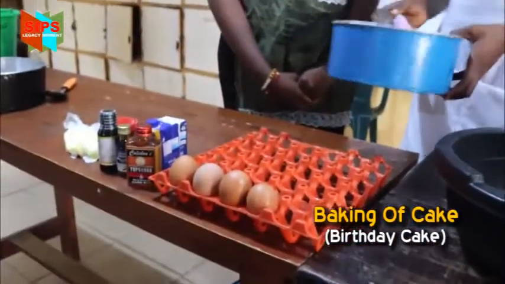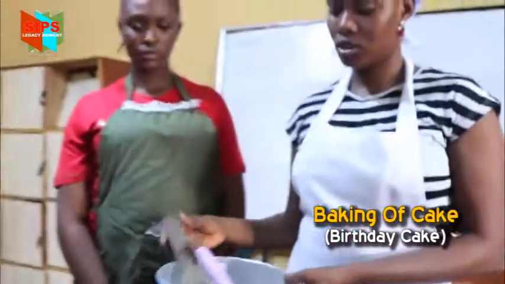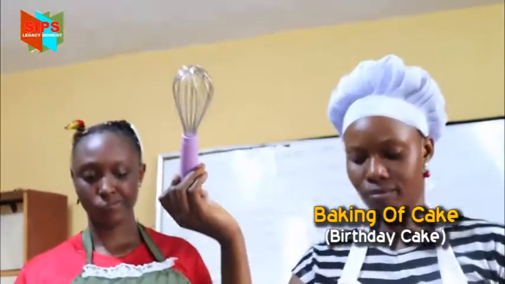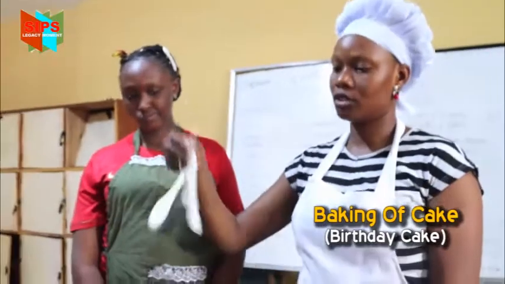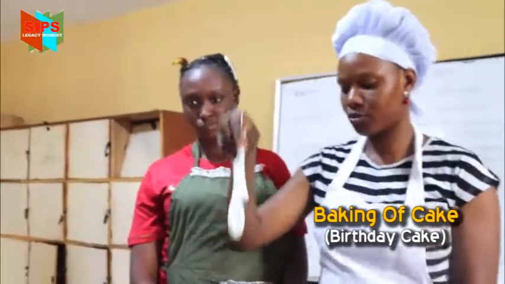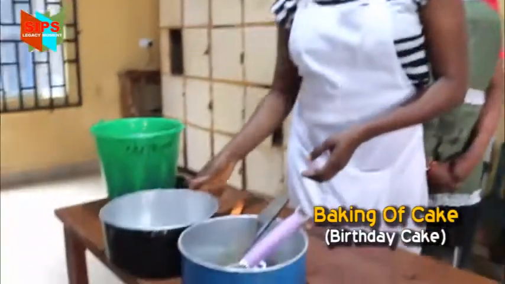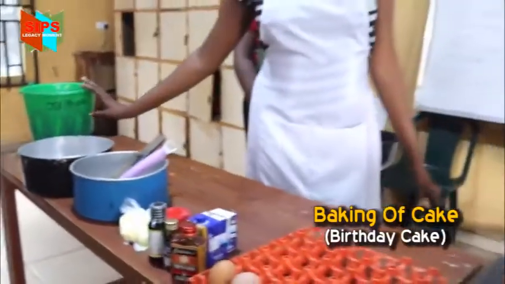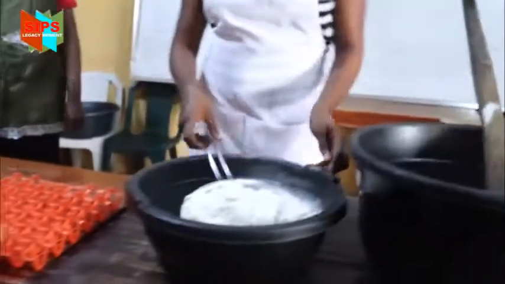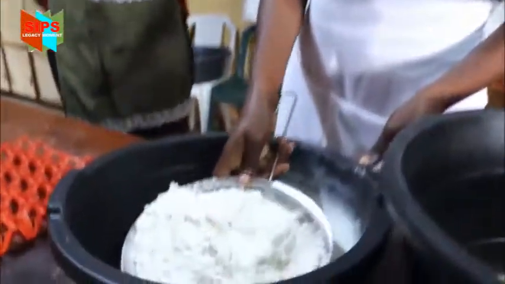Then moving on to our utensils. This is a cake whisk. These are measuring spoons. This is a pan and a bowl for whisking the eggs. This is flour. You have your butter and your sugar.